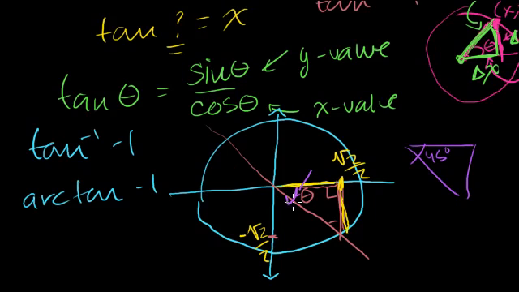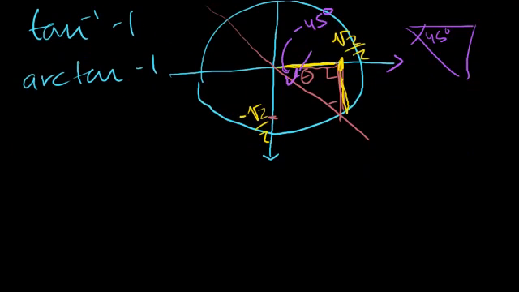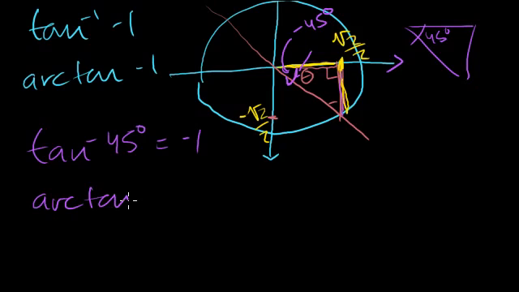But since we're going clockwise below the x-axis, we'll call this a minus 45 degree angle. So if I'm in degrees, and that tends to be how I think, I could write the tangent of minus 45 degrees equals this negative value, minus square root of 2 over 2 over square root of 2 over 2, which is equal to minus 1. Or I could write the arctangent of minus 1 is equal to minus 45 degrees.